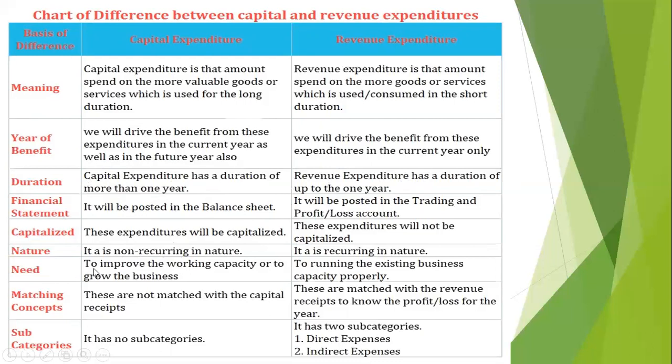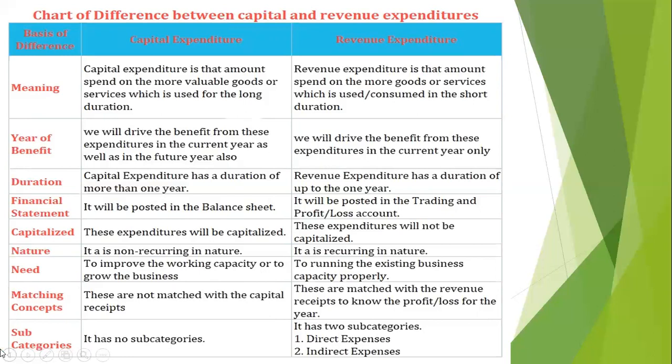Why do we need capital expenditure? To improve the working capacity or to grow the business. So why do we spend as capital? Because we want to improve the working capacity of the business and we want to grow the business. Sometimes we want to enhance the business by having more products in the market or by buying new machinery or plant or having more buildings or factory area. All these are capital expenditures.